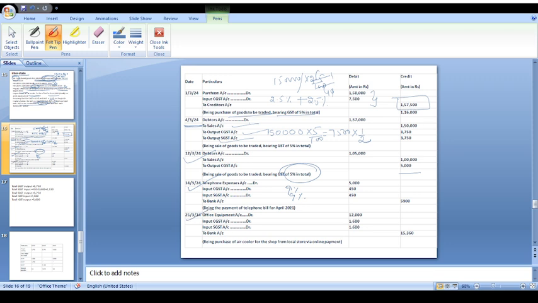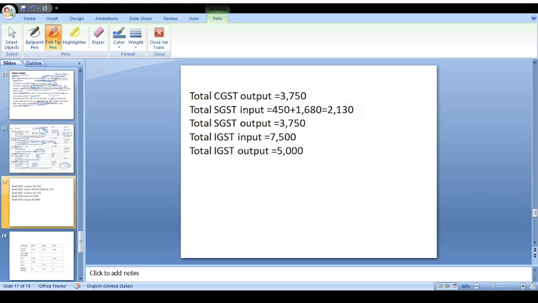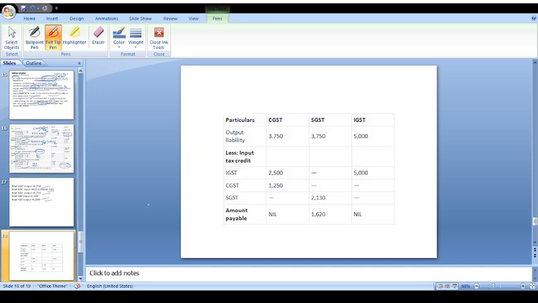And on 25th March, office equipment 12,000, CGST, SGST calculated at 14%, and total amount 15,360, that is paid by cheque to bank. And total CGST or SGST will be calculated here, and IGST also calculated. Now CGST, SGST and IGST output liability will be passed in.